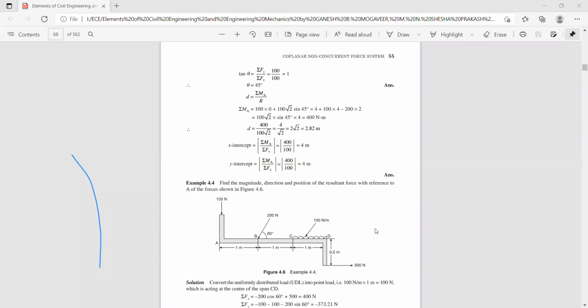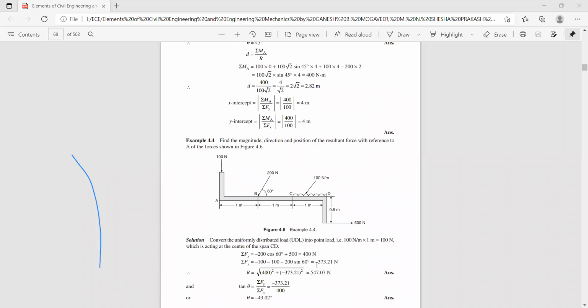Now sigma F y. Since the forces are acting in the downward direction, minus 100, minus 200 sin 60, which also acts in the vertical direction, and again minus 100. So it is acting vertically downwards, minus 100, minus 100, and minus 200 sin 60. On simplification, we get sigma F y as minus 373.21 Newton, or in brackets you can show an arrow in the vertical downward direction.